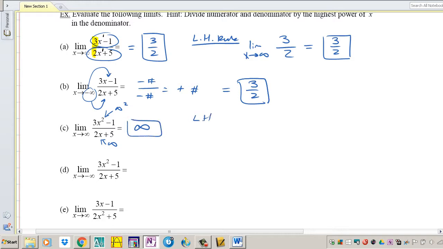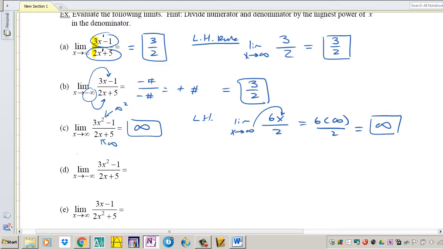Or I can use L'Hopital's rule and show you guys. Take the derivative of the top. If we take the limit as x approaches infinity of the derivative of the top, it's 6x over the bottom. If I apply infinity here, I get 6 times infinity over 2, which is the same thing as infinity. Let's take a look at letter D.